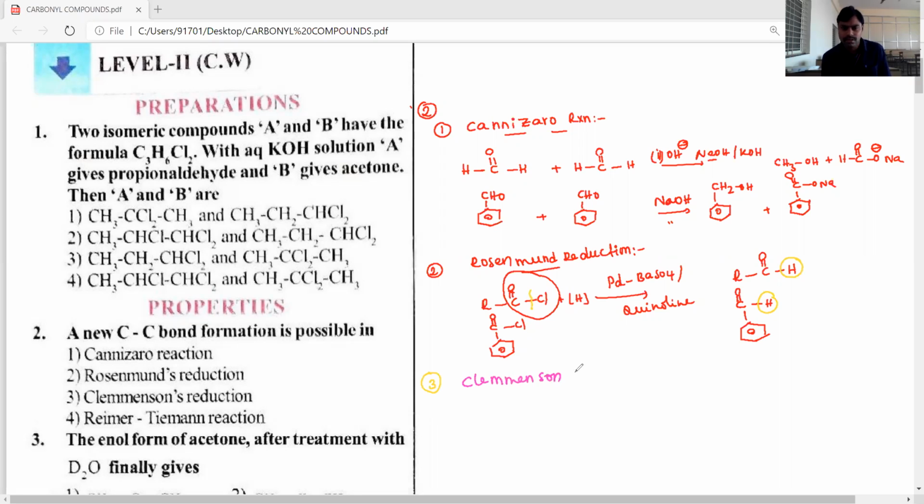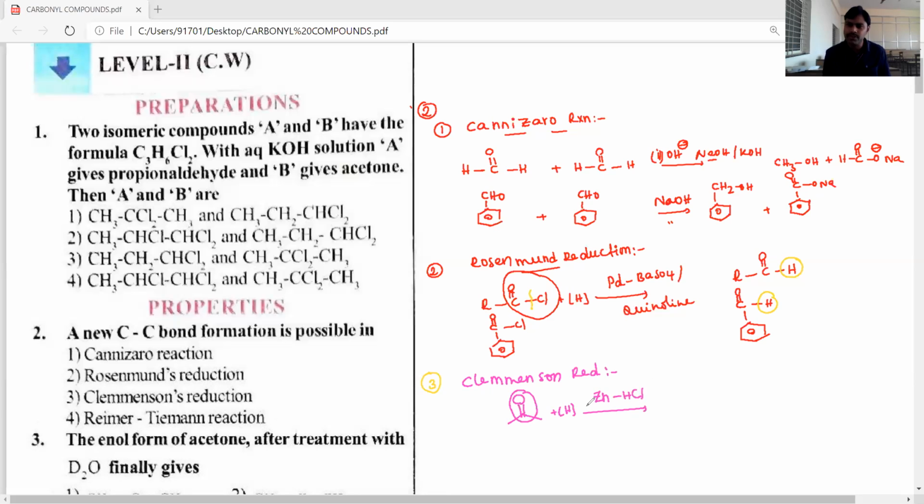Clemmensen reduction reaction. In the Clemmensen reduction reaction, the C=O group, the carbonyl group, is reduced. What is the Clemmensen reducing agent, dear students? Zinc amalgam and HCl. Zinc amalgam HCl.